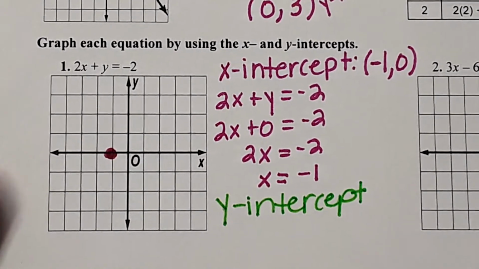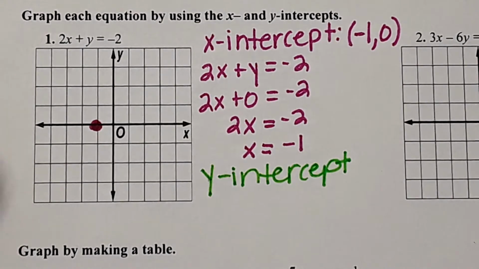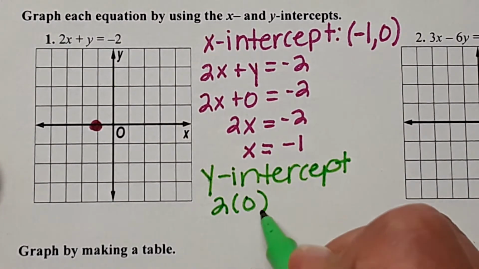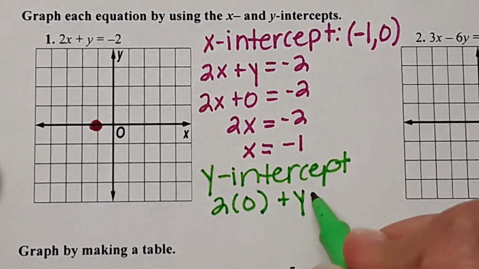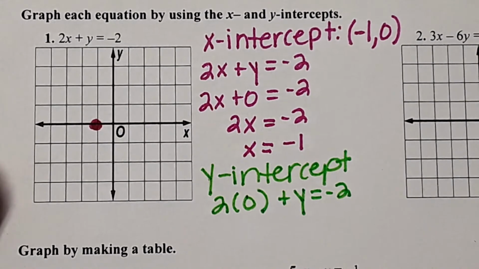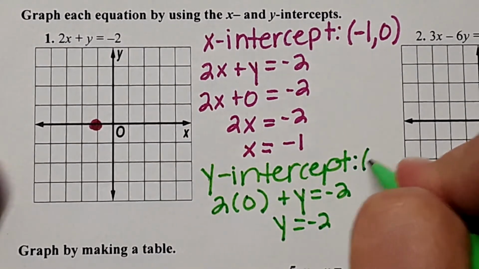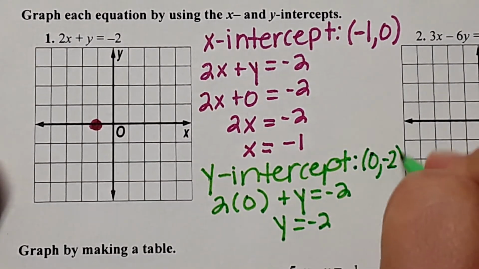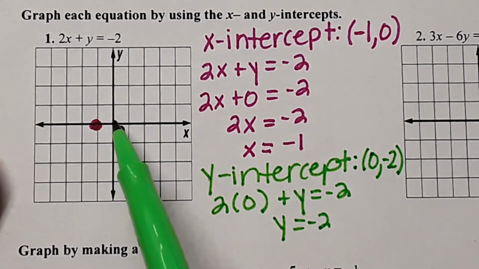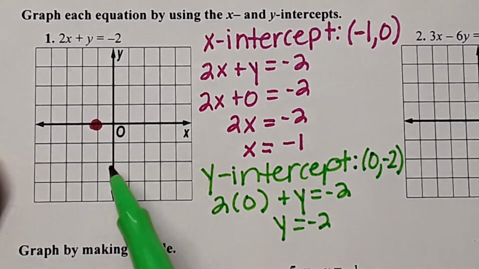To find the y-intercept, what do you think I'm going to do now? Replace x with 0. I'm going to replace x with 0, and I'm going to solve for y. Well, 2 times 0 is 0. So y equals negative 2. So my y-intercept is (0, -2). So to graph that, I start at (0, 0). And 0 means I don't go left or right, but I am going to go down to negative 2.